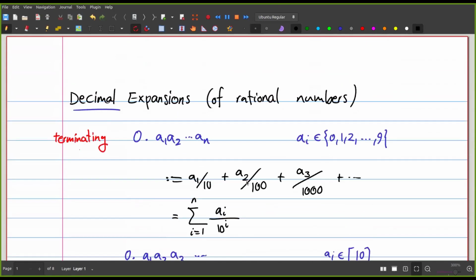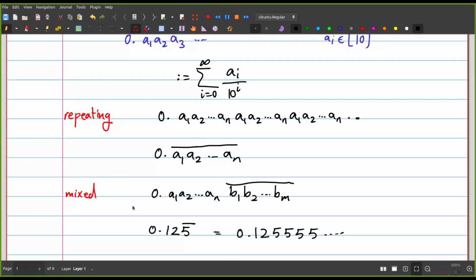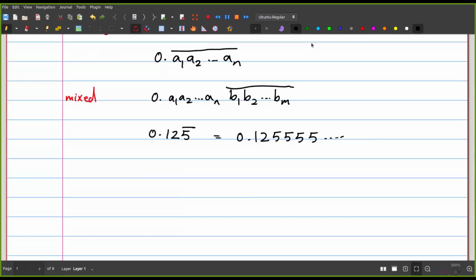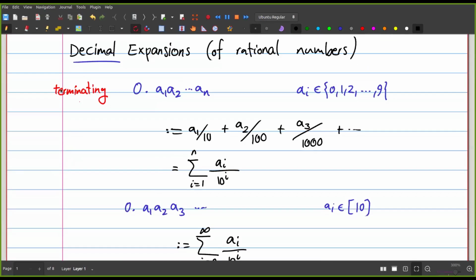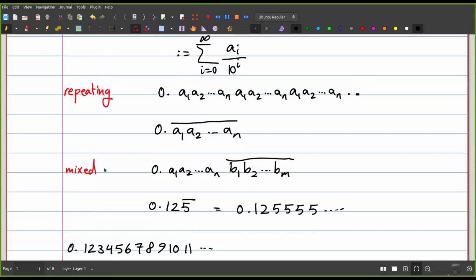Now, of course, not every decimal expansion is terminating or repeating or a mix of terminating and repeating. For example, I can consider this. I can consider 0.1, 2, 3, 4, 5, 6, 7, 8, 9, 10, 11, so on. Let's say I just write all of my natural numbers here. This is definitely not a repeating sequence. So I'm not going to look at these ones. I'm only going to look at the decimal expansions that are terminating, repeating, or a mix of terminating and repeating.